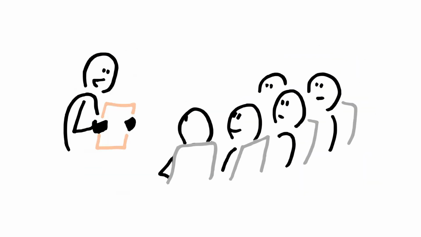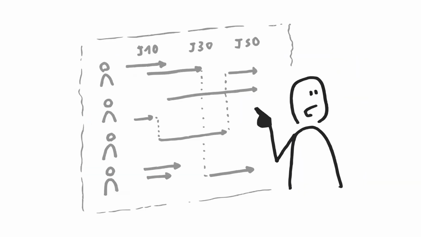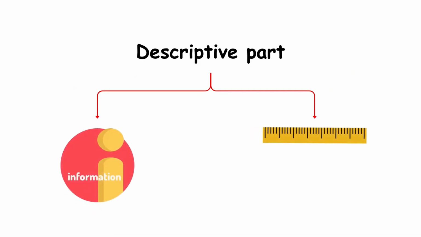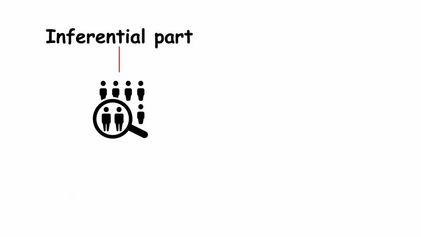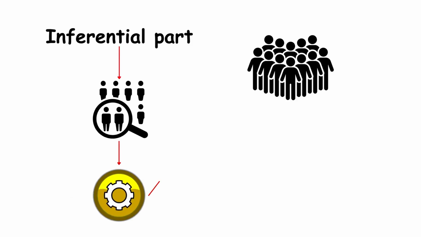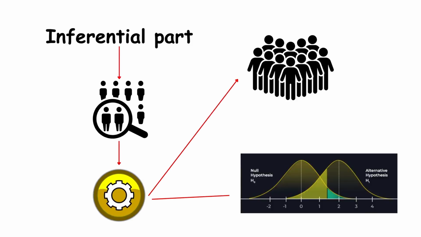Statistics, in turn, deals with collecting and analyzing data to describe what is happening and anticipate what might occur. The descriptive part summarizes information with measures such as the mean or standard deviation, while the inferential part uses samples to estimate characteristics of an entire population and test hypotheses.